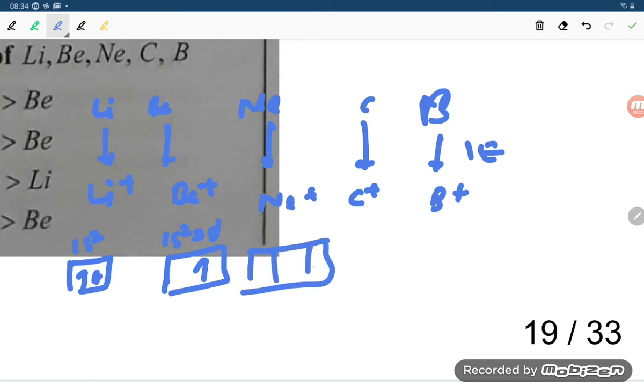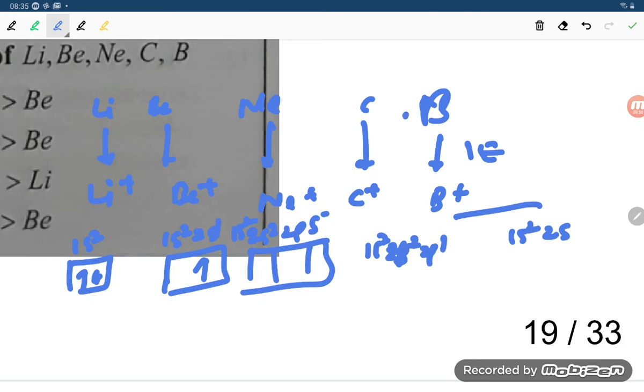Neon will be 1s2, 2s2, 2p6; carbon 1s2, 2s2, 2p2; boron 1s2, 2s2, 2p1; and beryllium 1s2, 2s2. So you see, students, there are so many places where the valency is there.